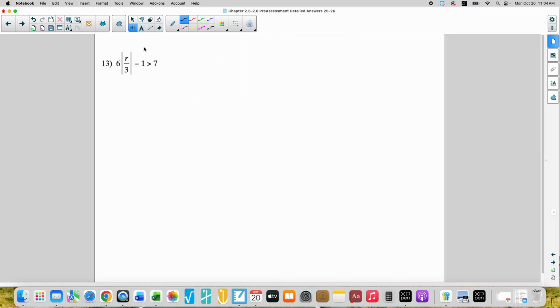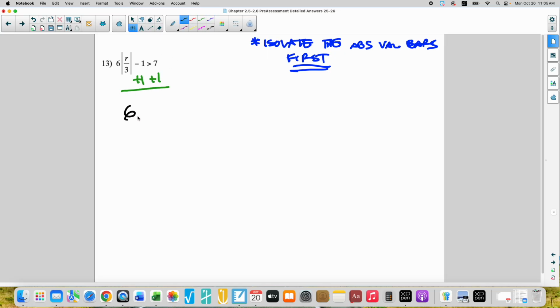These are good. All right, now we must remember to isolate the absolute value bars first. So this is not isolated. Before we judge whether it's an or an and, we have to isolate it. So we're going to add 1 to both sides, which gives us 6 times the absolute value of r divided by 3 is greater than 6.